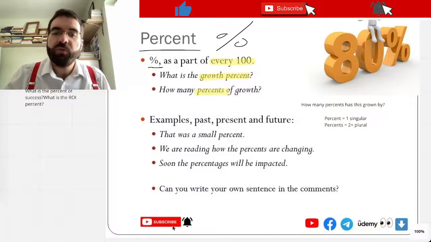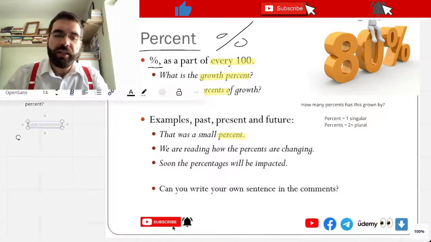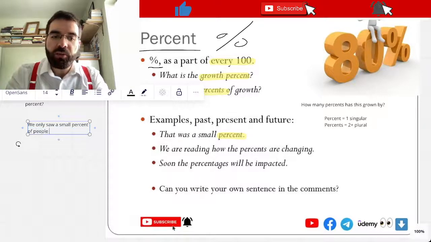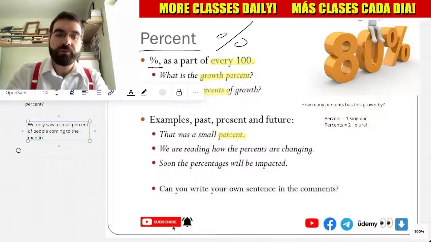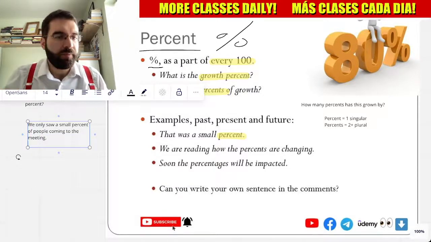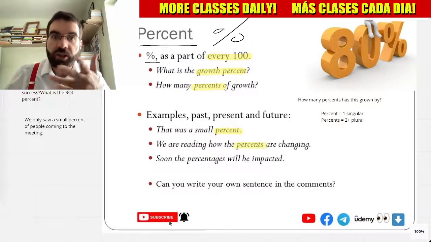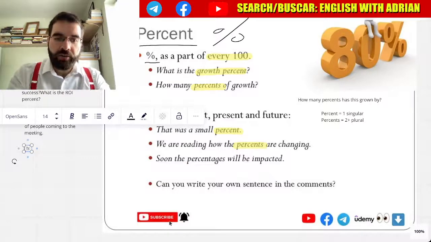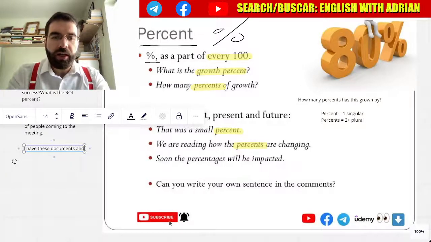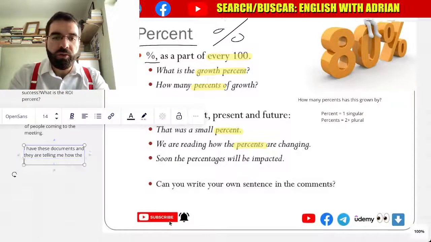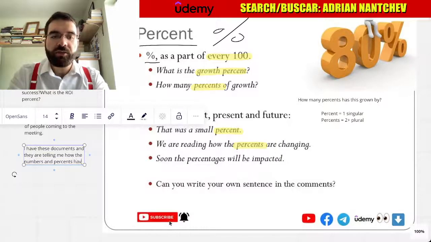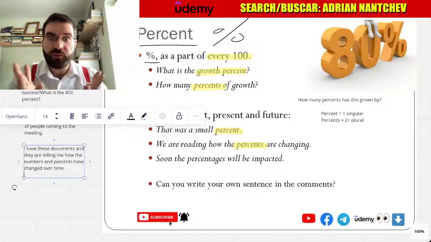So there was a small percent. We only saw a small percent of people coming to the meeting. Yeah. How cool is that? We are reading how the percents are changing. You see, I have these documents and they are telling me how the numbers and percents have changed over time. Over time, things have changed. It's just different in general.